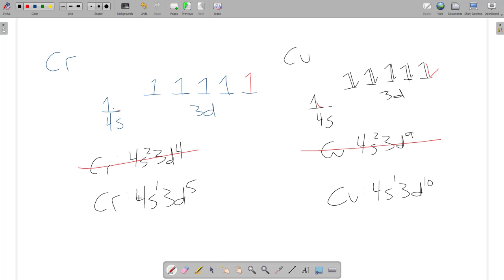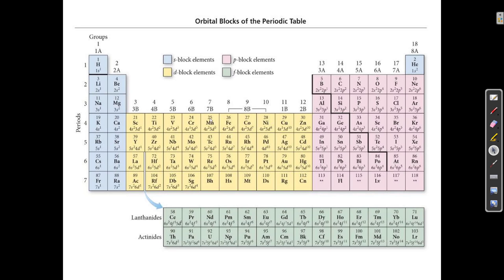So chromium and copper in that first row look a little bit different. They're kind of out of order, so be on the lookout for those. And you can tell that silver and gold have that same irregularity: 4s1 3d10, 5s1 4d10, 6s1 5d10. So all of the ones in this column have that same irregularity.